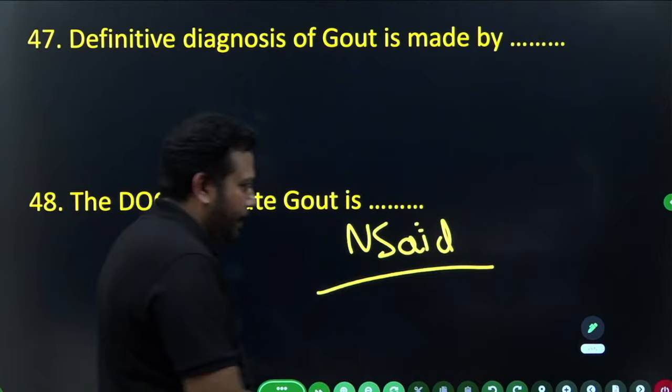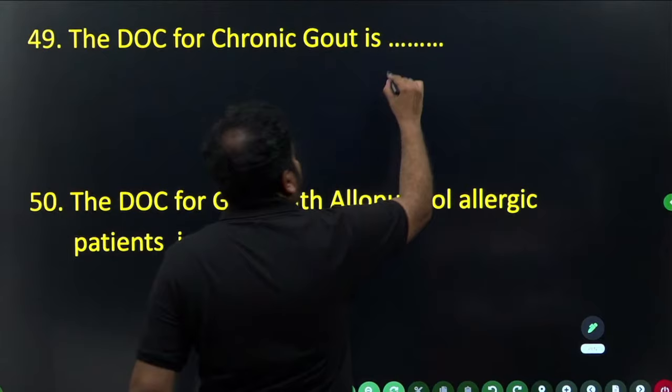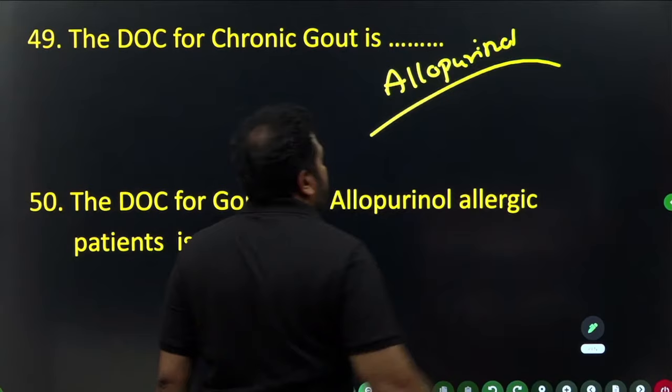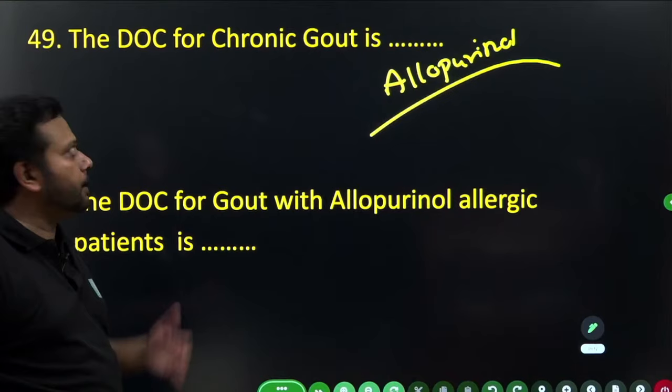Drug of choice for chronic gout: allopurinol, which is a xanthine oxidase inhibitor. Okay, that is the drug of choice for chronic gout. In acute gout, it won't act.